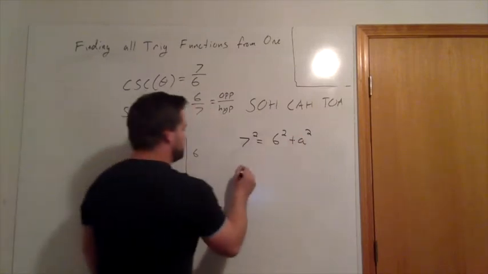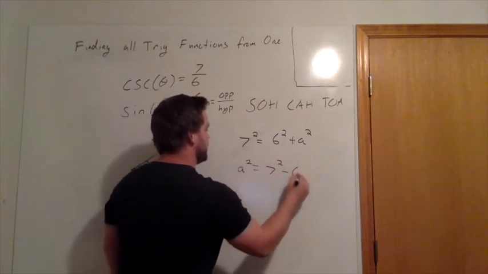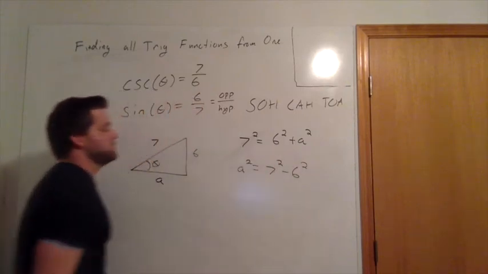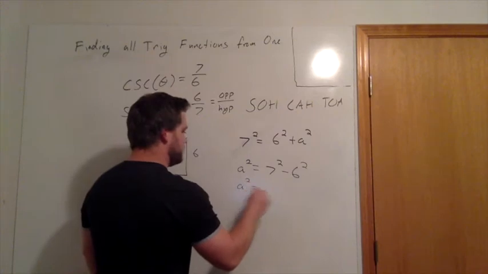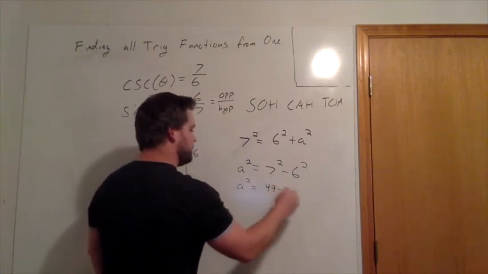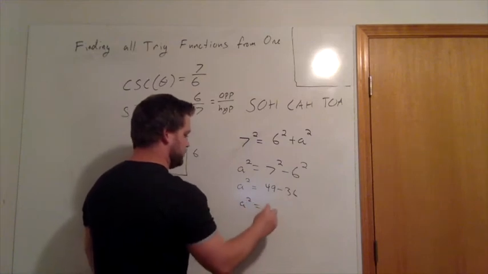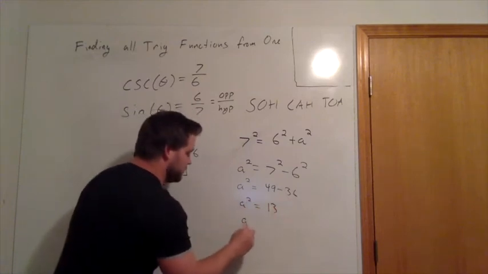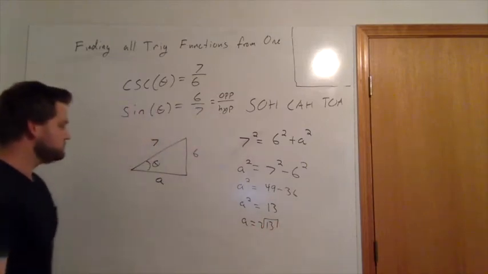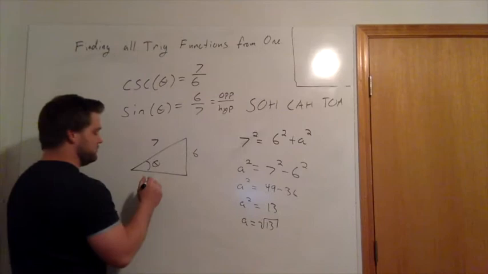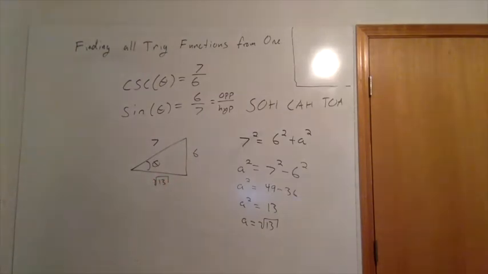So that means that A squared is going to be equal to 7 squared minus 6 squared, if I subtract 6 squared from both sides. Okay. So we have A squared, what will that be? 49 minus 36, so A squared is equal to 13. Taking the square root of both sides, A will be equal to the square root of 13. So this is our triangle. From here, we can find all the others.